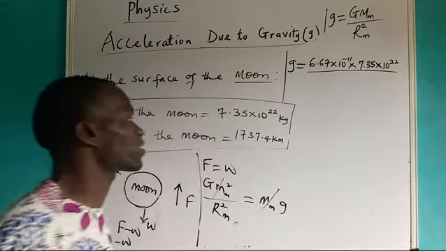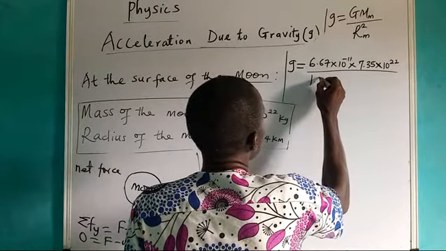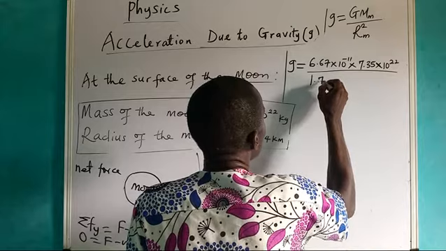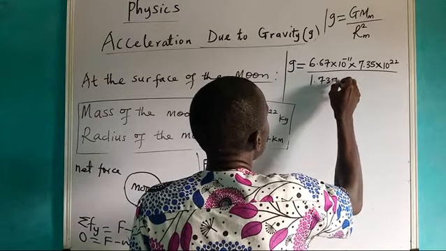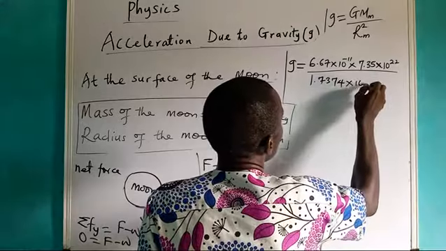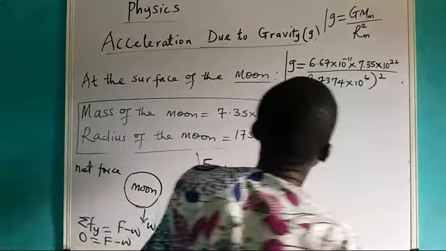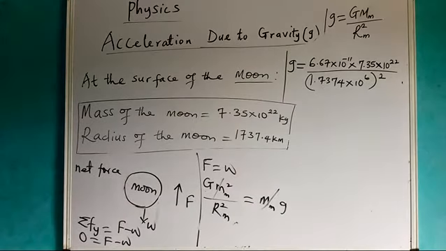Remember, we don't work with kilometers. We need to convert, and we do that. So we are going to have 1.7374 × 10^6, and we also square that. Now we're not going to use our calculator to resolve this very value. We're going to multiply the numerator, and we also multiply the denominator.